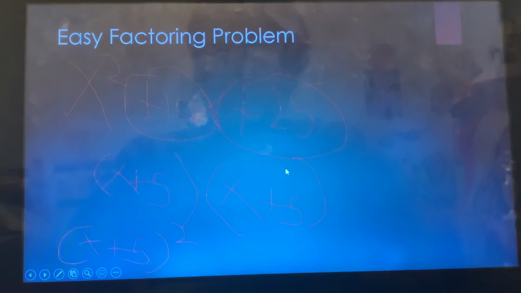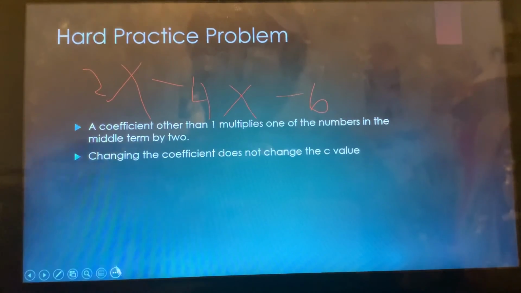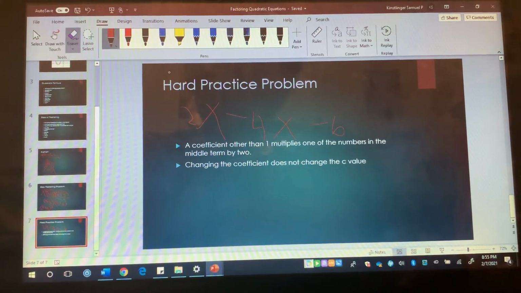Now let's do a harder problem. This is one with, if we have something like, let's just say 2x squared. Yeah, you guys can still see that. It's 2x squared minus 4x minus 6.